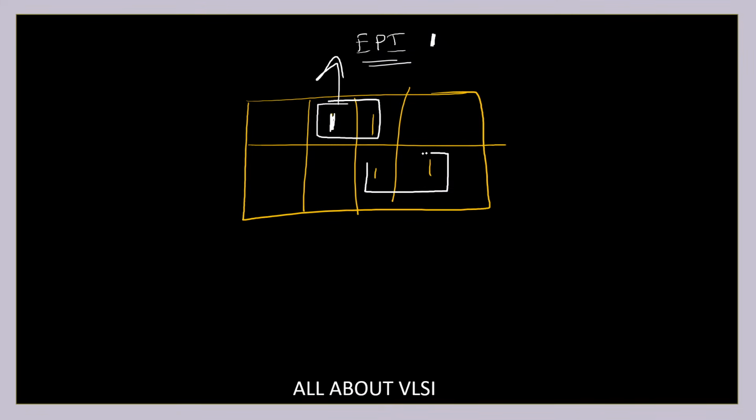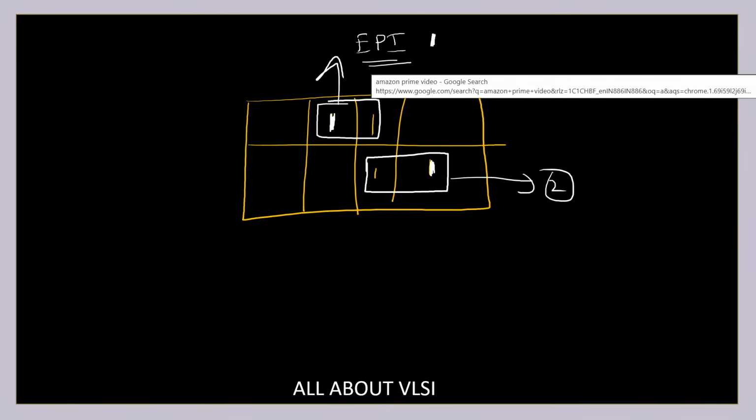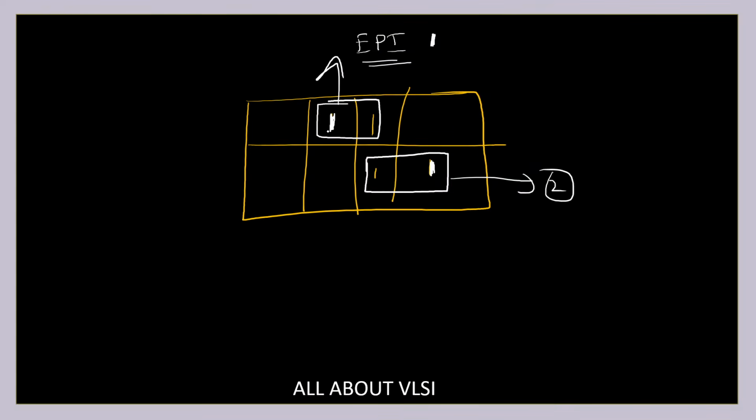Now, I can say this particular group is also an essential prime implicant because there is at least one minterm which is not sharing a group with any other group. So there are two essential prime implicants, because in each of these groups there is at least one minterm that does not share a group with any other. That's the reason these two are essential prime implicants.